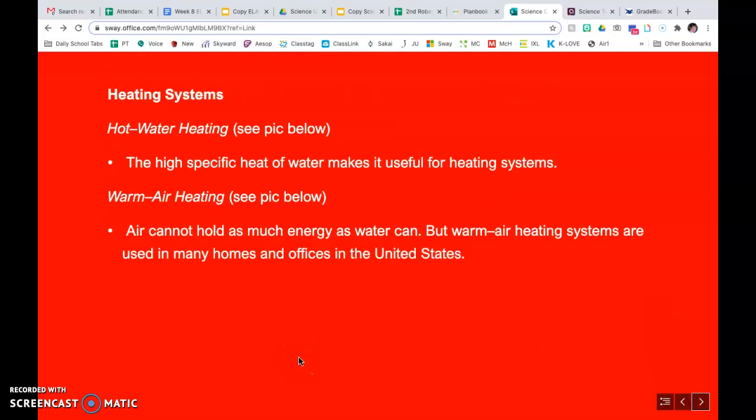So we're going to look at a picture in just a second. We have two examples of heating systems, a hot water heating system and a warm air heating system. In the hot water heating system, the high specific heat of water makes it useful for heating systems. Air cannot hold as much energy as water can, but warm air heating systems are used in many homes and offices in the United States. These are generally referred to as heat pumps.